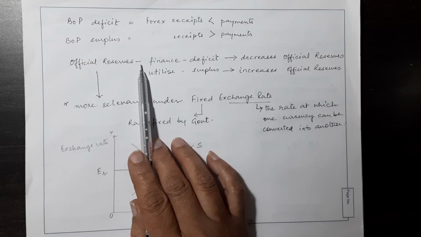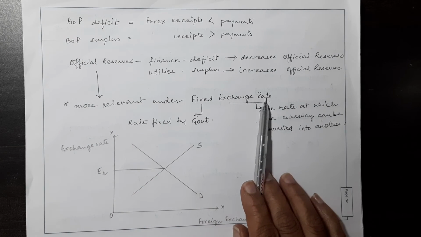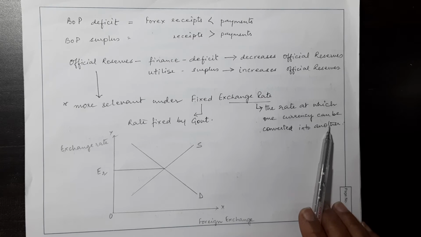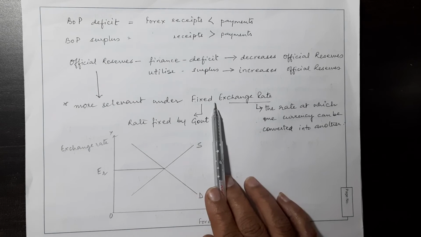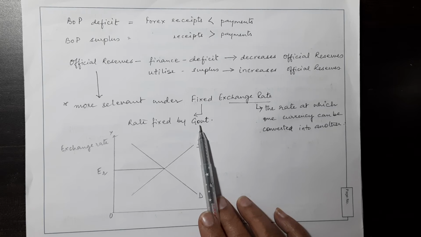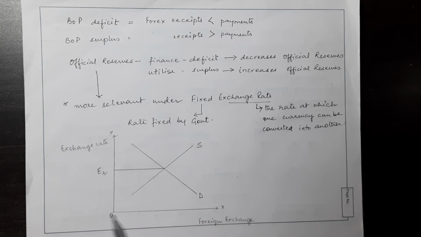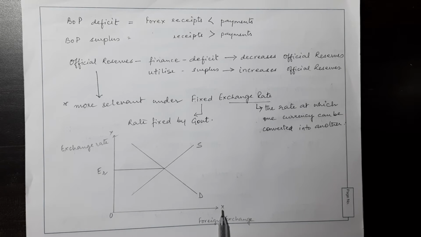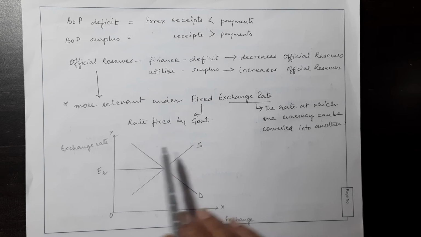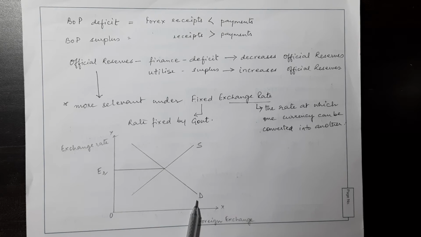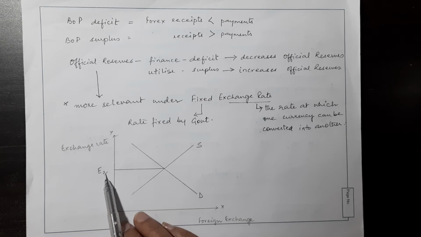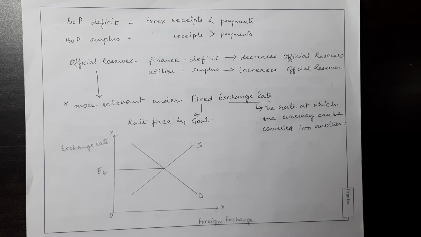This official reserves is more relevant under the fixed exchange rate system. Exchange rate is the rate at which one currency can be converted into another currency, and a fixed exchange rate would mean that the rate is fixed by the government. This can be understood by this graph, which shows the exchange rate on the y-axis and the foreign exchange on the x-axis. This is the supply of foreign exchange, and downward is the demand for foreign exchange. The point at which the demand is equal to supply of foreign exchange is the exchange rate at which the demand is equal to supply.